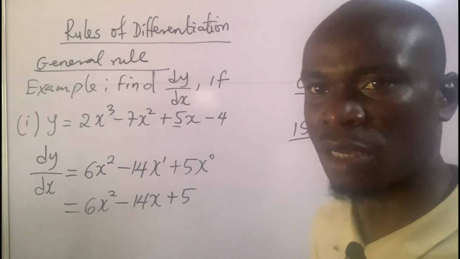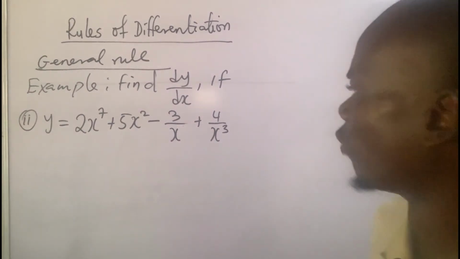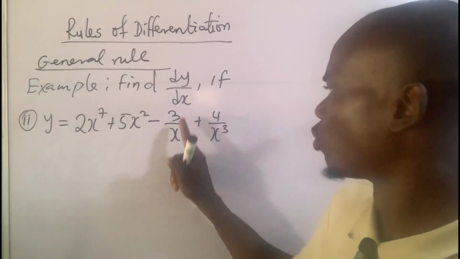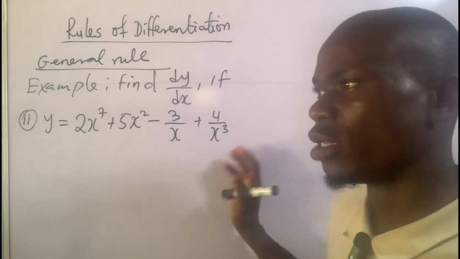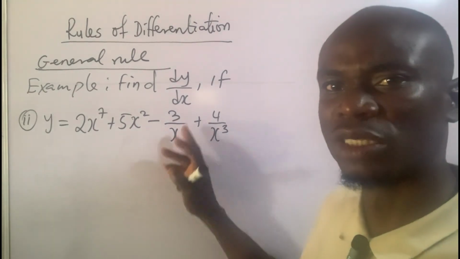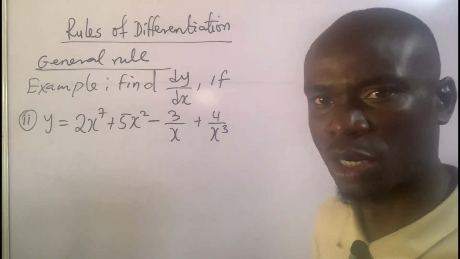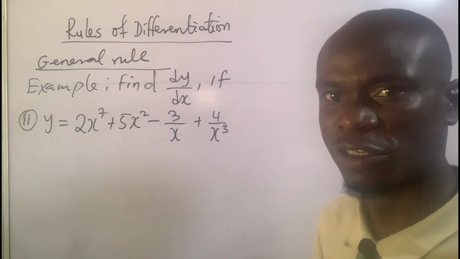So let's take another example. In this second example, we'll notice that some of the variables are at the denominator. Like we have 3 over x, we have 4 over x cubed. In a situation like this, I usually advise that you move the variable from the denominator to the numerator before you differentiate, which means we are going to do a bit of simplifying before we carry out the differentiation.